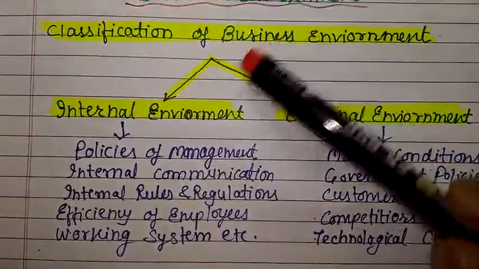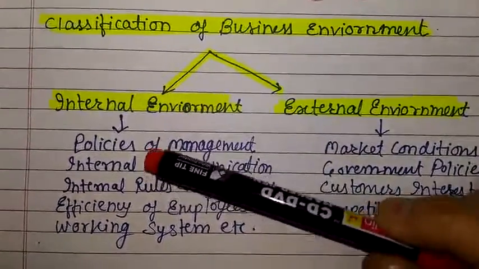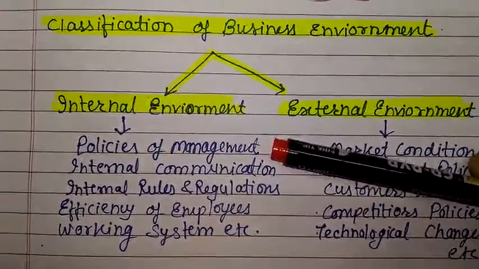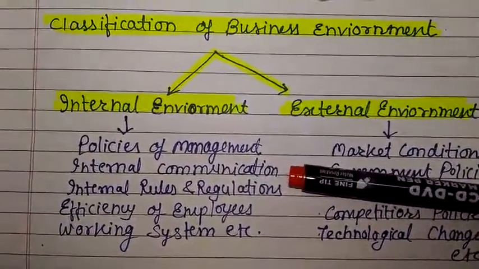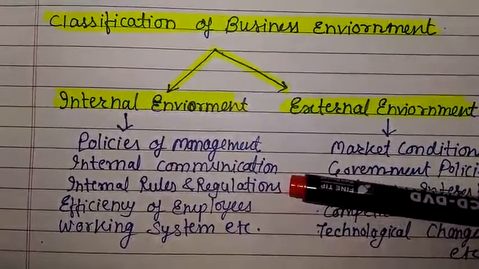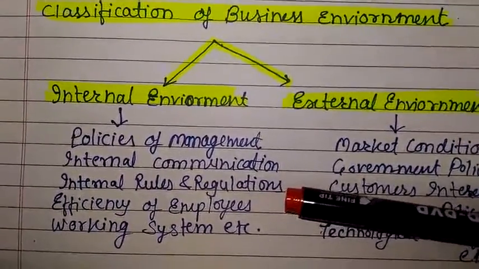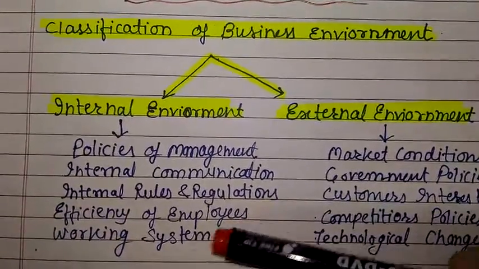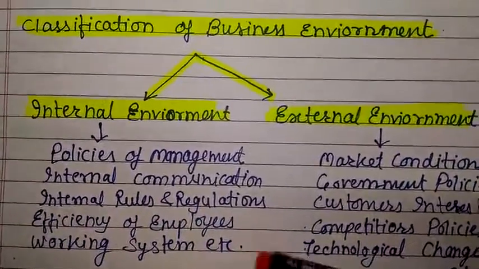Now see, internal environment, as you know, can be controlled easily by the business. What are the parts of it? Policies of management: as the business itself makes the policies, they can be changed or controlled. Internal communication, the internal system of communication in the business. Internal rules and regulations of any business. Efficiency of the employees, that is, how the employees work, and the effective system of working, or the working atmosphere of the business.